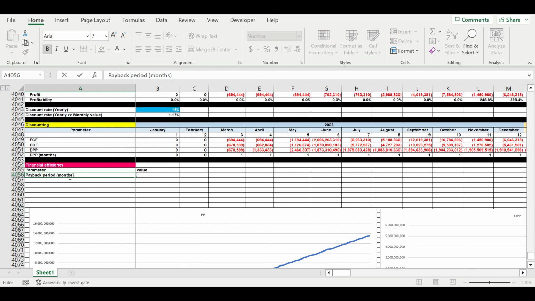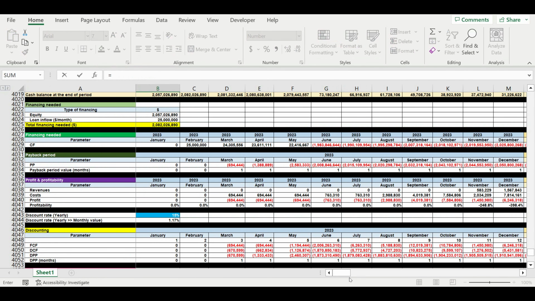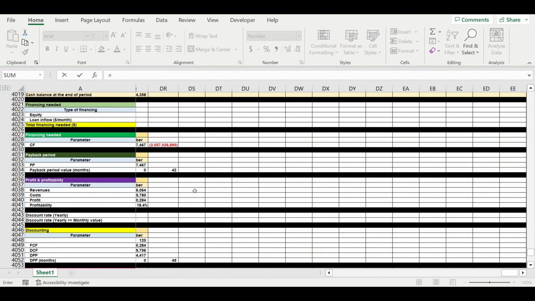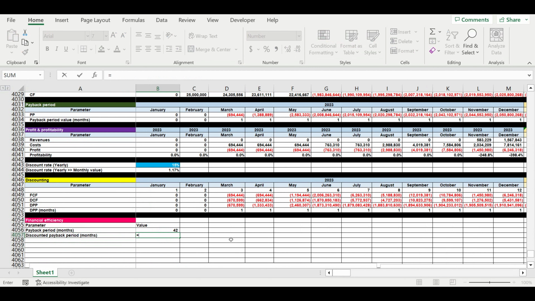Payback period, I will take the payback period from here. I will take the discounted payback period. Discounted payback period, this will be months. Discounted payback period months. I will pull this number from here.